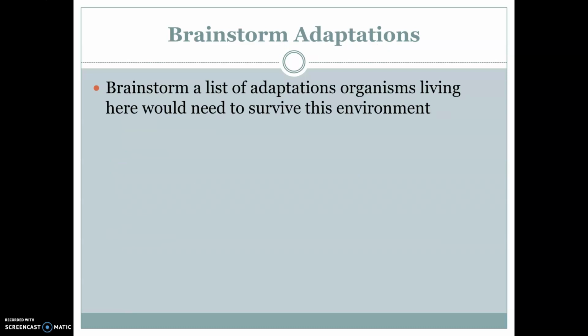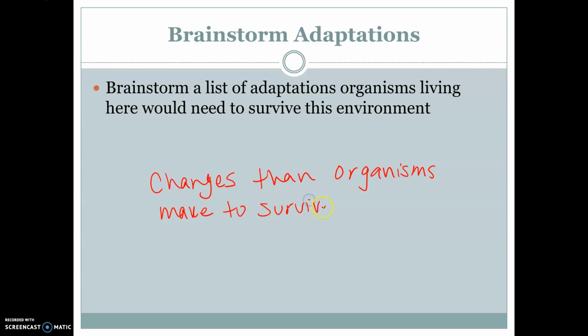So it's a good idea, after each system, we're going to think about some different types of adaptations. So adaptations are changes that organisms make to survive in an environment. So think of some different adaptations that organisms who would live on a sandy beach would need to make to survive in this environment. So different changes that they need to do for that.